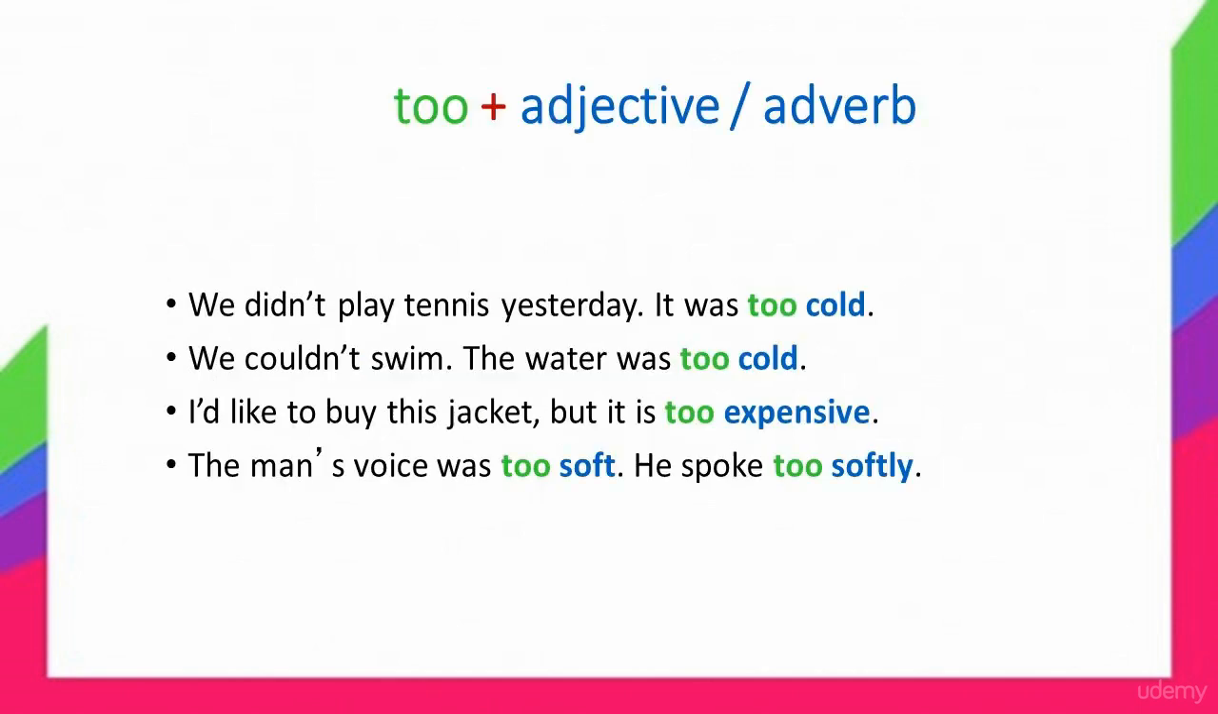Let's also have a look at these forms. Too plus an adjective or adverb. We didn't play tennis yesterday. It was too cold. We couldn't swim. The water was too cold. I'd like to buy this jacket, but it's too expensive. The man's voice was too soft. He spoke too softly.